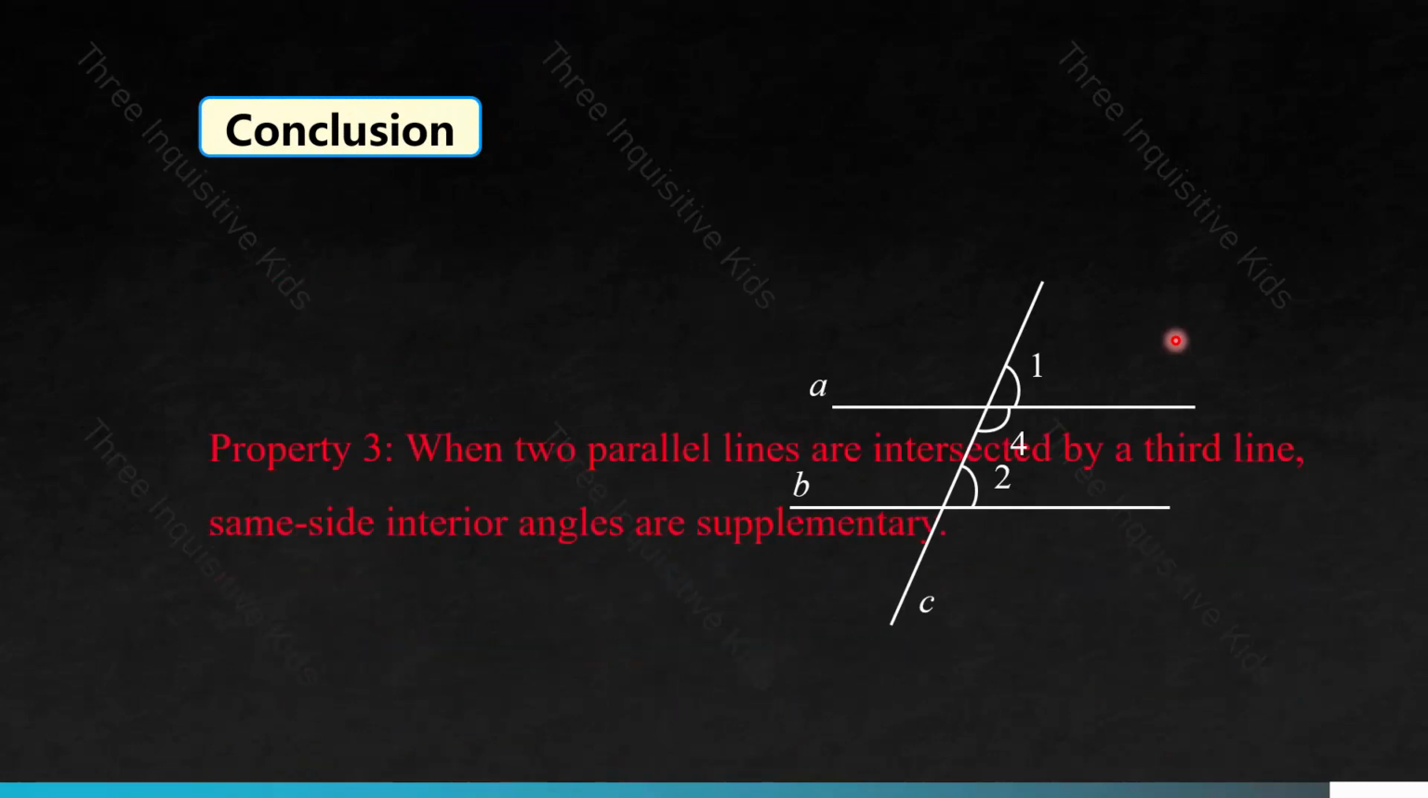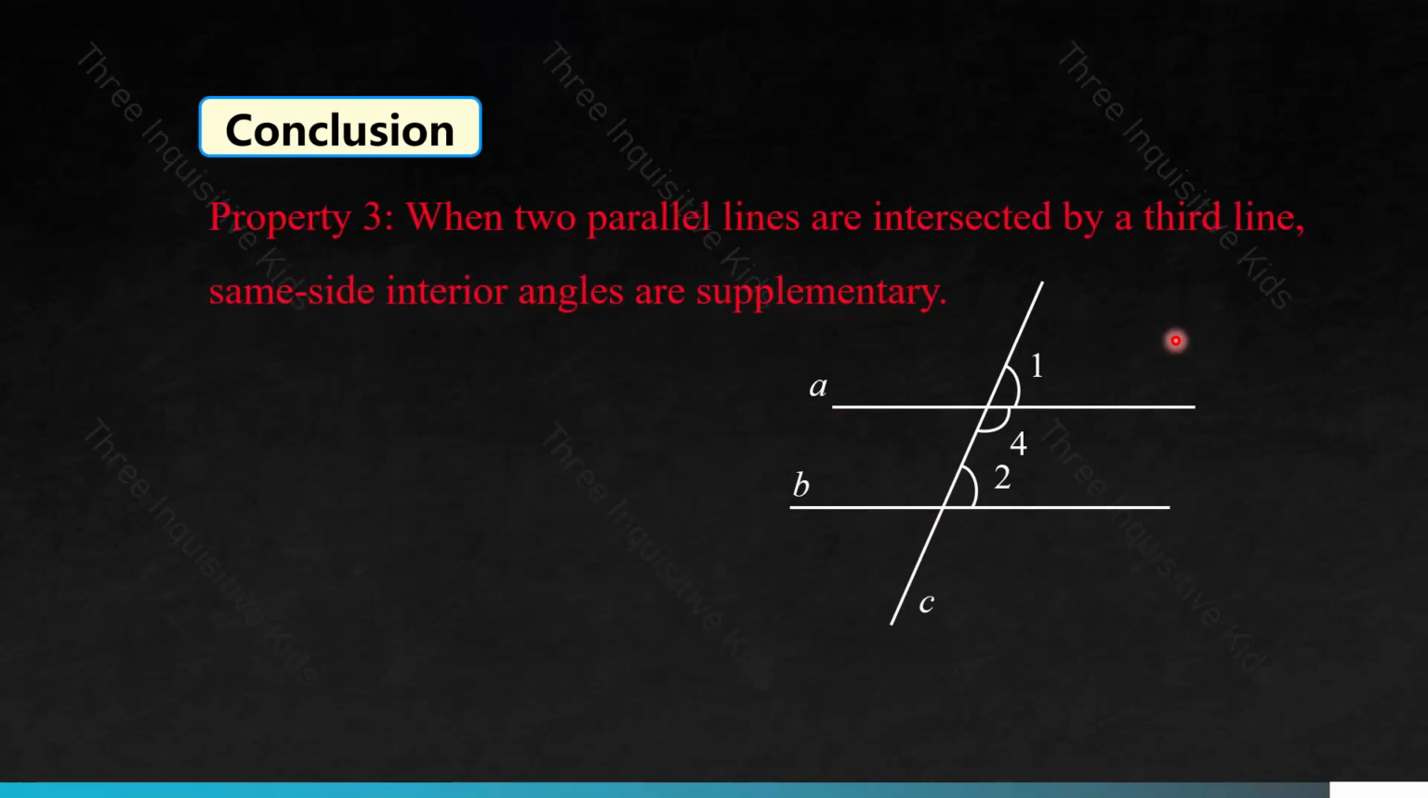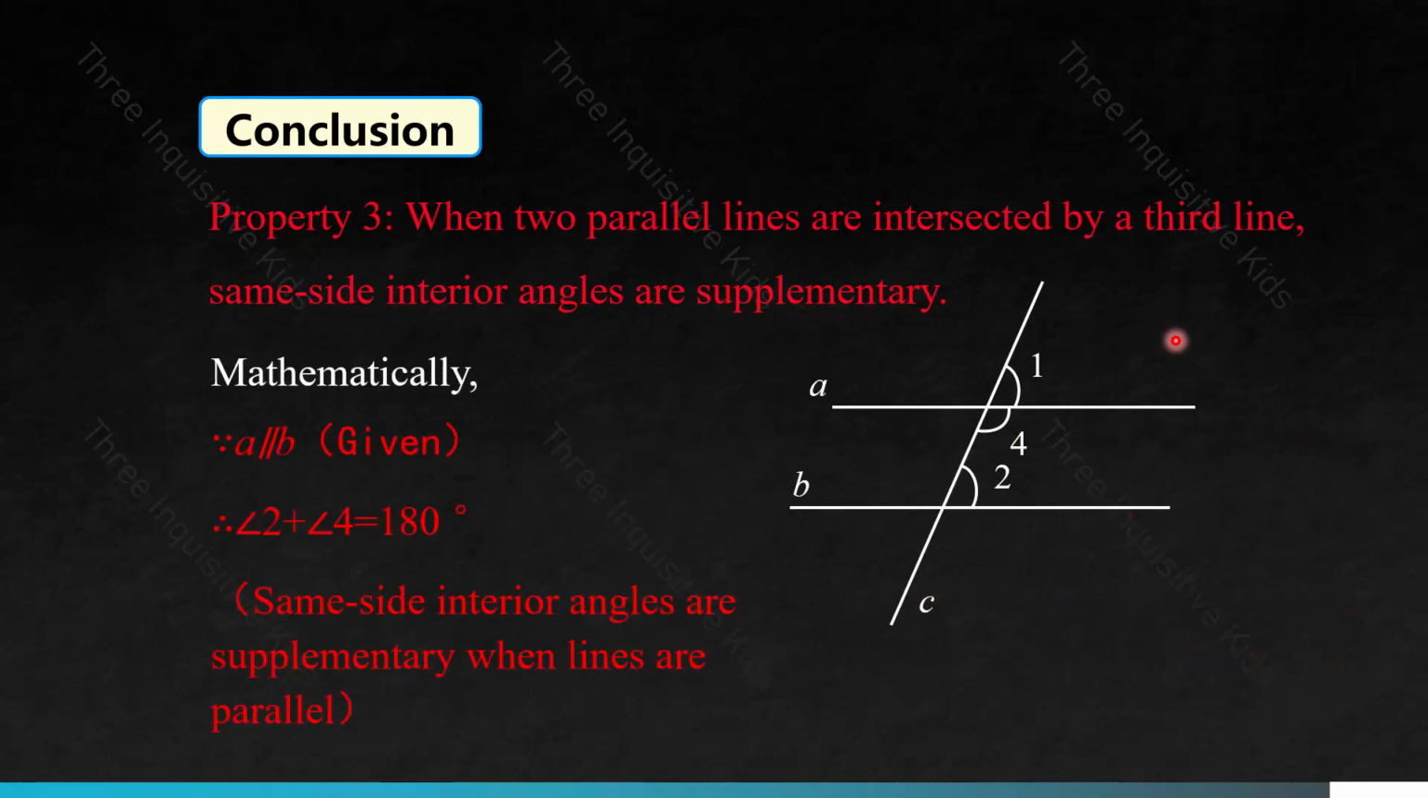Our final conclusion is when two parallel lines are intersected by a third line, same side interior angles are supplementary. Again, we covered this kind of in the past lesson, except this is the other way around. So whenever you're explaining or reasoning in your solutions, be careful of the way you explain things, because sometimes that could mean a few extra points or a few less. Mathematically, if A is parallel to B, then angle 2 plus angle 4 is equal to 180 degrees.